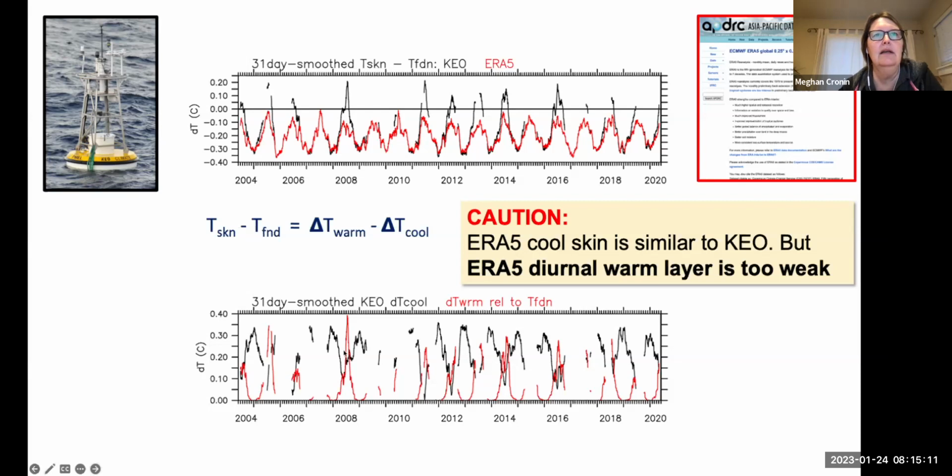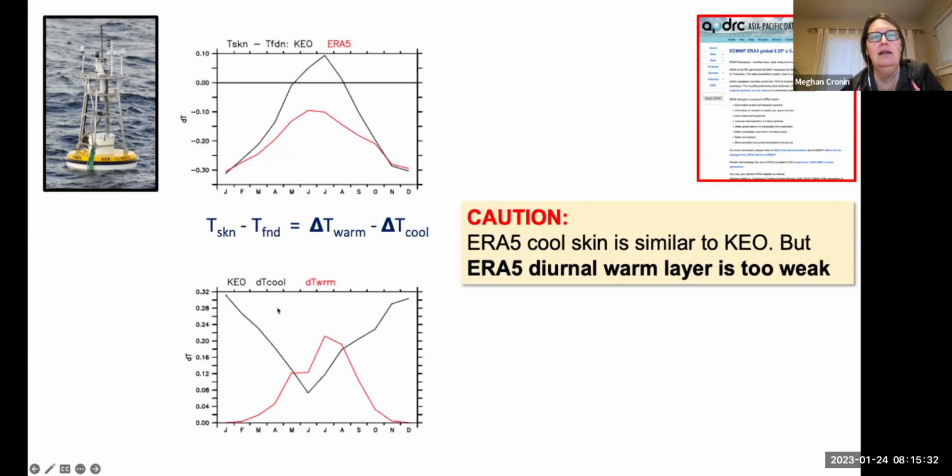I think I did a 31-day smoothing. And so, to all those people who say, oh, that diurnal warm layer is just transient, it's just in the afternoons, we don't care about it. It does actually come out in a 31-day smooth, so a monthly average.